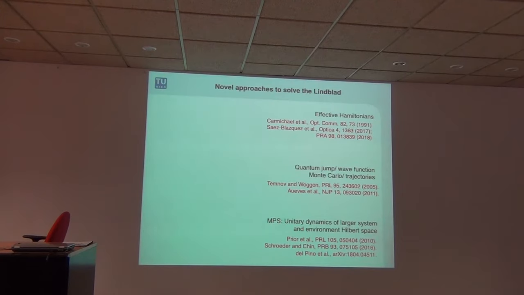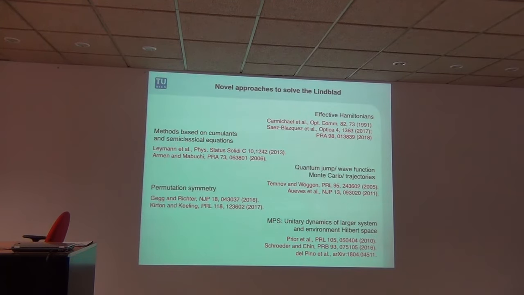The third is using a matrix product state. In this case, instead of solving the Lindblad equation, you try to solve the Hamiltonian for a larger system, which includes parts of your environment, and you try to study the unitary dynamics of this larger Hilbert space. Then you have methods which are based on cumulants and also on other semi-classical equations. So these methods basically try to see if you just use semi-classical equations, how close can you go to the quantum regime. And another is using permutation symmetry, as Professor Keeling discussed in the morning. Using permutation symmetry, you can also go to a fairly large number of spins, provided all the spins are identical. So these are some methods that have been used to attack mesoscopic systems.